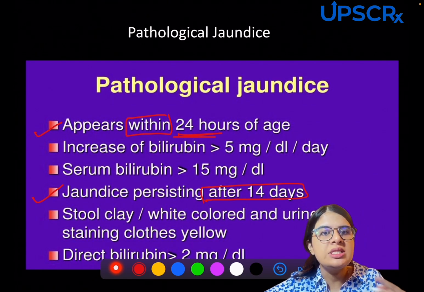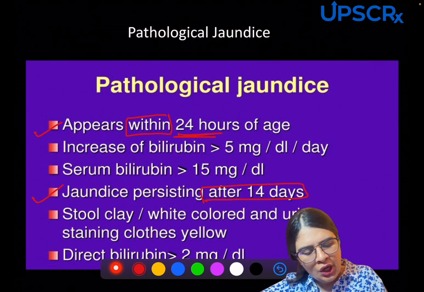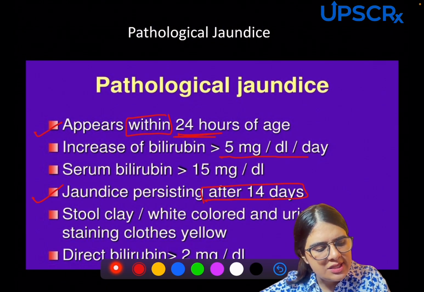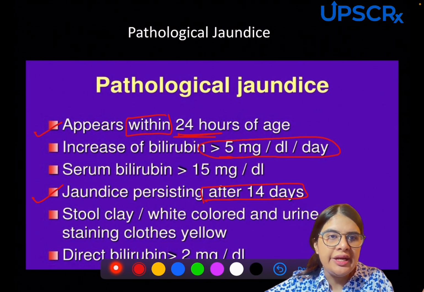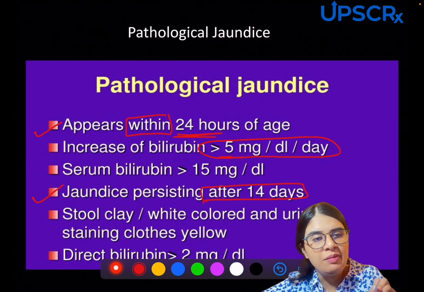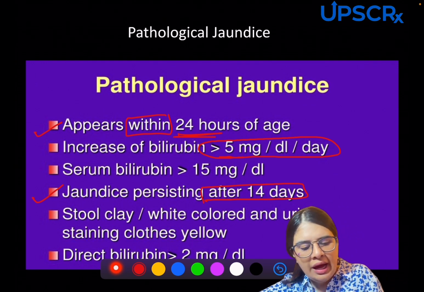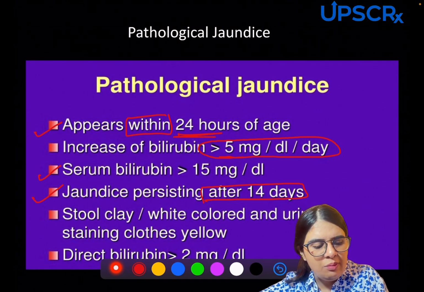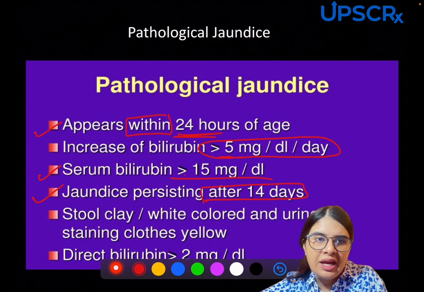Other thing is, what is the rate of increase, right? So serum bilirubin will increase by more than 5 milligram per deciliter per day. So the rate of increase will be high. Every day 5 milligram per deciliter is increasing, and serum bilirubin will be more than 15 milligram per deciliter, whereas in physiological jaundice it is less than 15 milligram per deciliter.